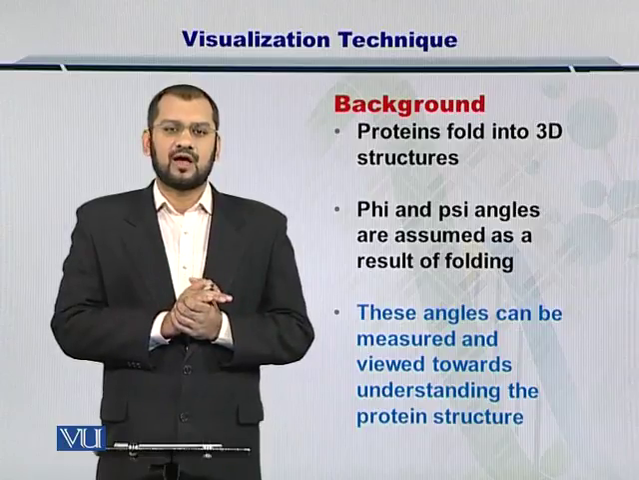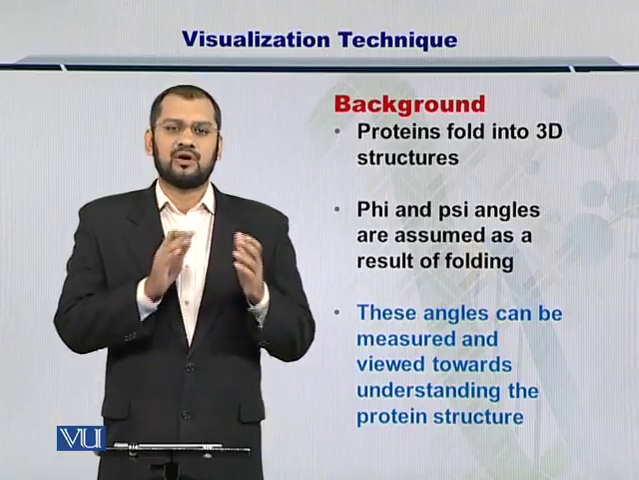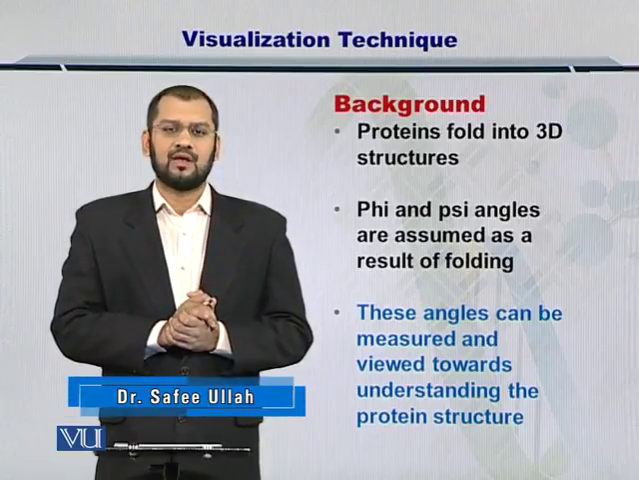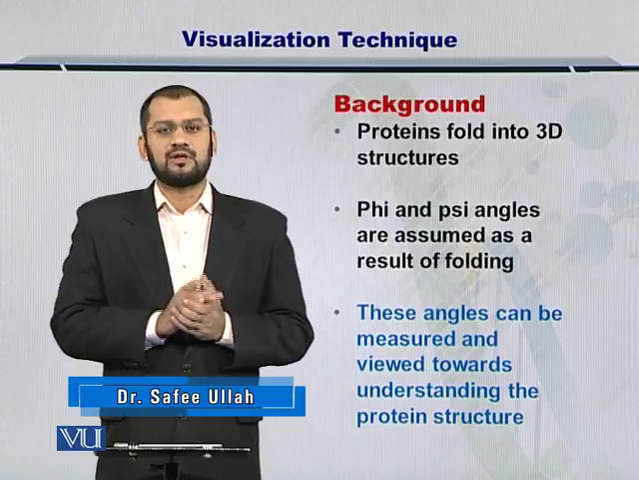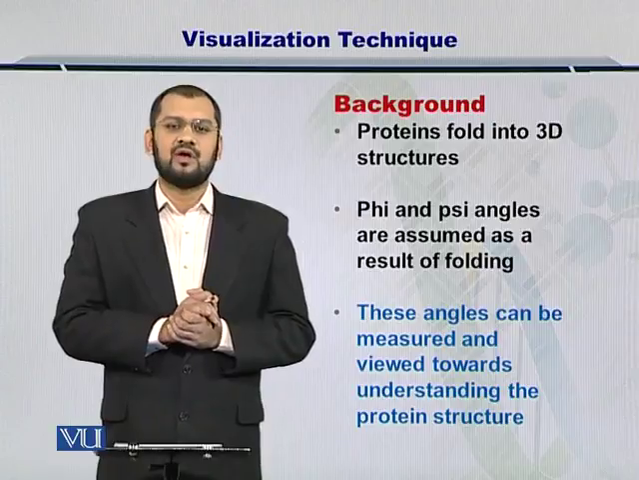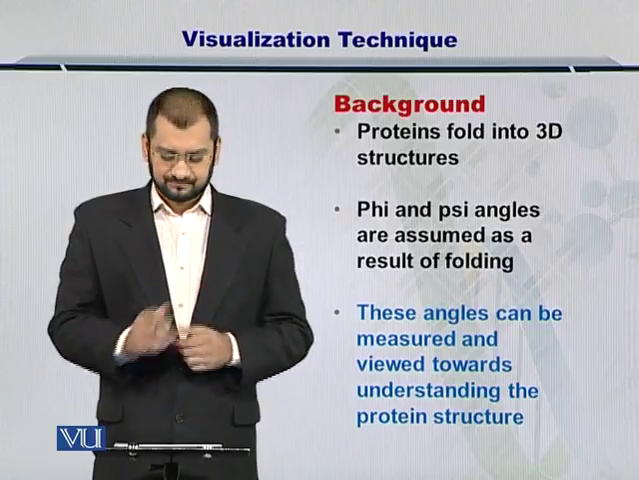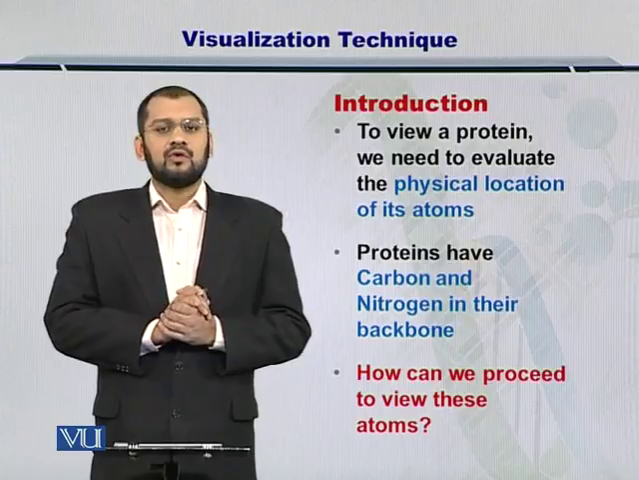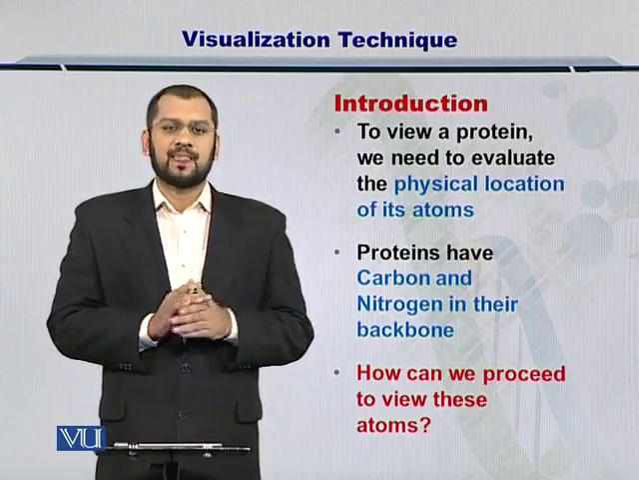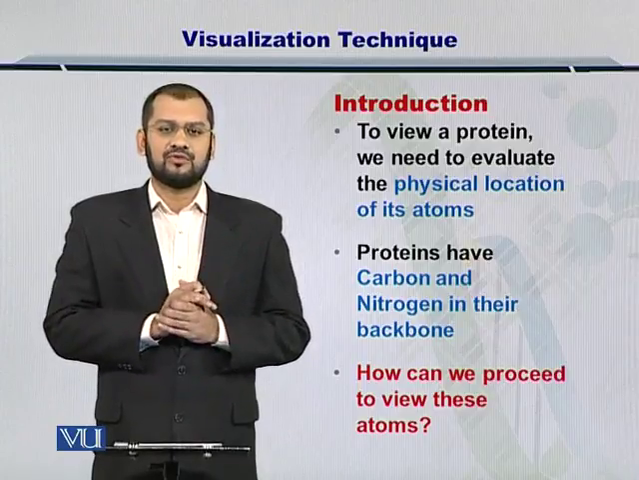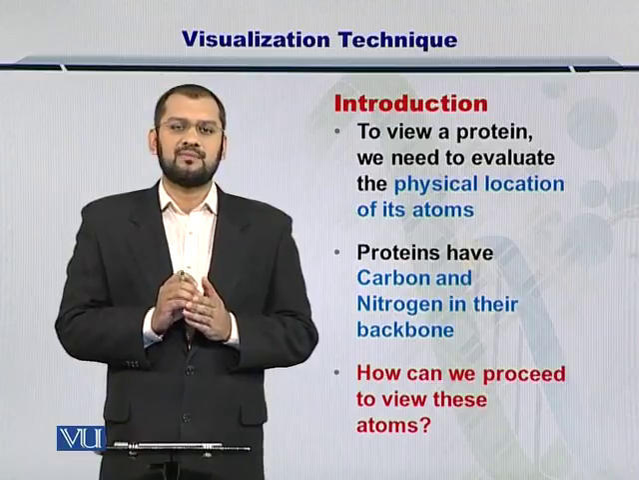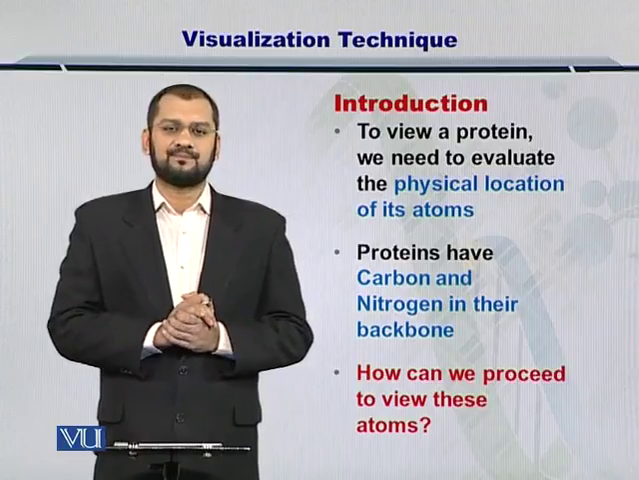You can measure these psi and phi angles and then plot them in order for you to construct the backbone structure of the protein. However, if you want to plot each atom within the backbone, you need to plot the atomic positions of the atoms in the backbone. So, towards looking at the structure of a protein and the atoms inside the backbone of this protein, you need to have specific positions for each atom along the backbone of the protein.